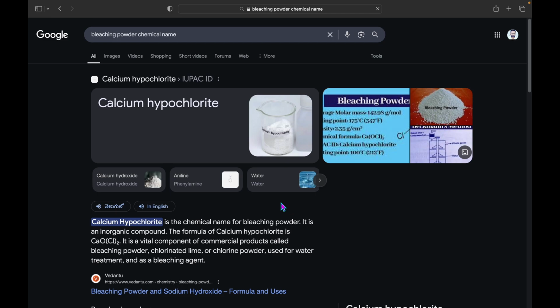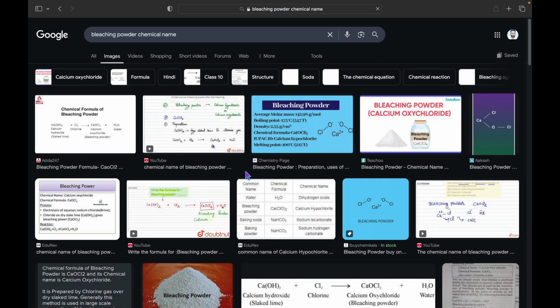Yeah, can you see this one here? Calcium hypochlorite is the chemical name of bleaching powder. It is an inorganic compound. The formula of hypochlorite is CaOCl2. It is a vital component of commercial products called bleaching powder, chlorinating lime, chlorine powder, used for water treatment as a bleaching agent. Right? We will check its structure. You can also check here.